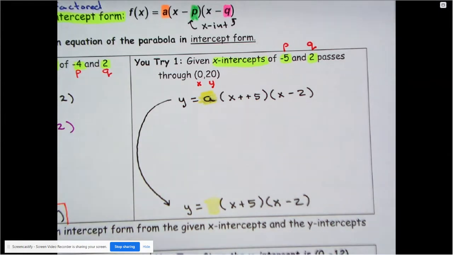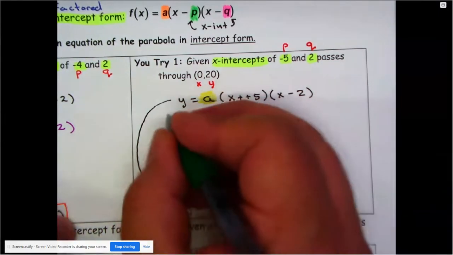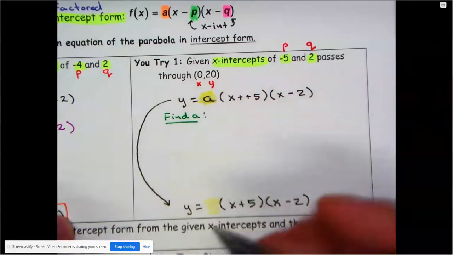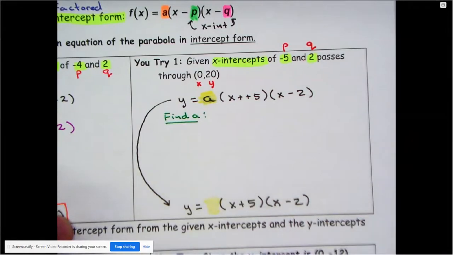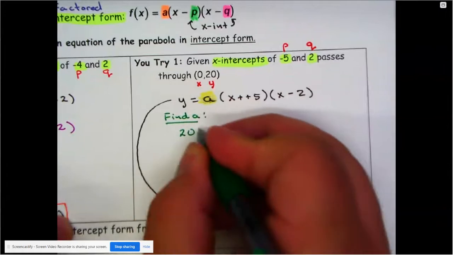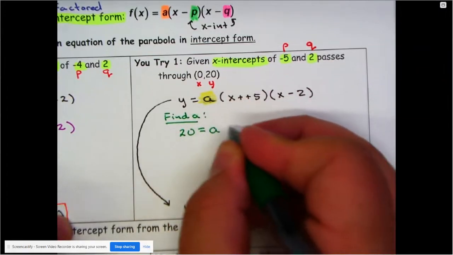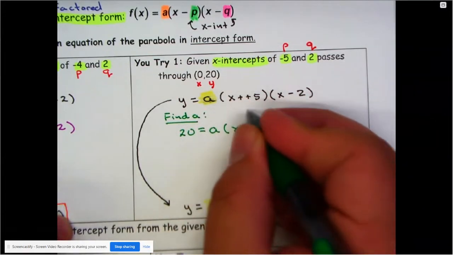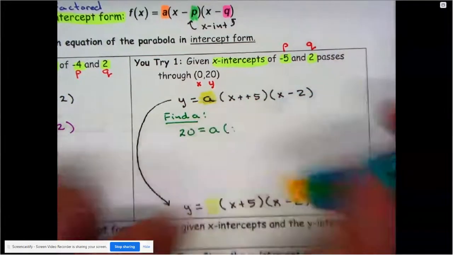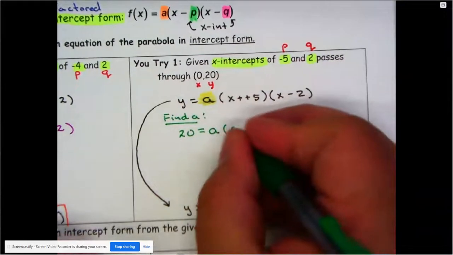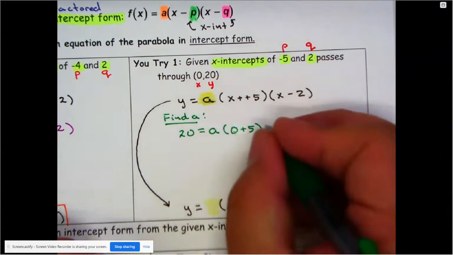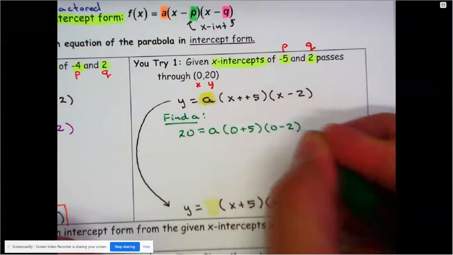So in order for us to find the a, so here we go. We're going to find the a. That just means we're going to plug in all the other letters I have. We know what y is. It's a 20. So I'm going to write 20 is equal to, no idea what a is, x plus, well, actually, we're plugging in for the x, and our x value is 0. So just a 0 plus 5. We're plugging in the x again, which is 0, minus 2.